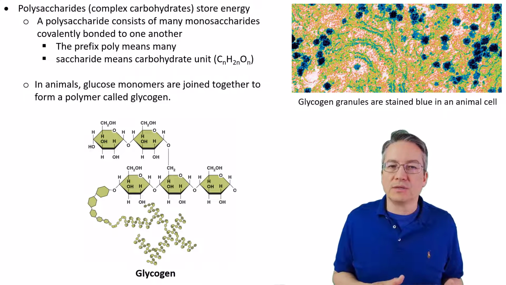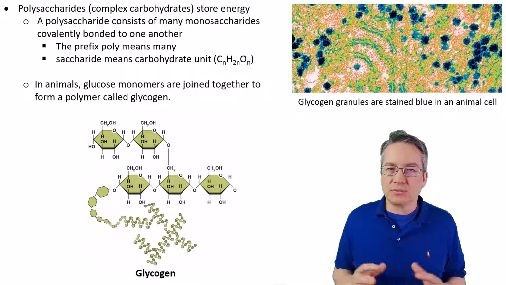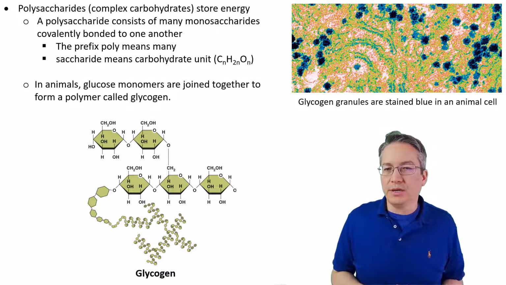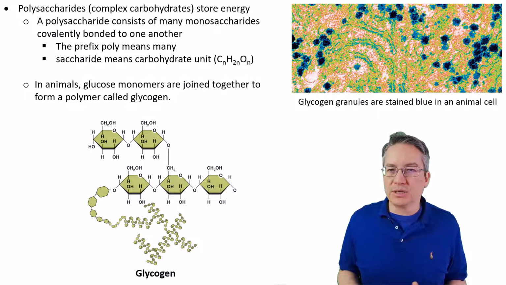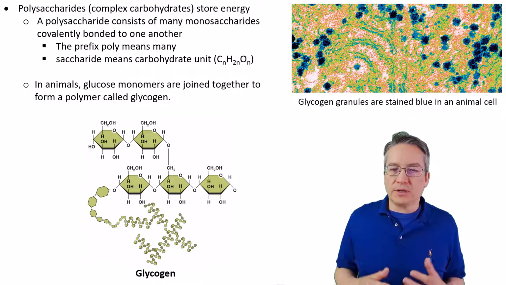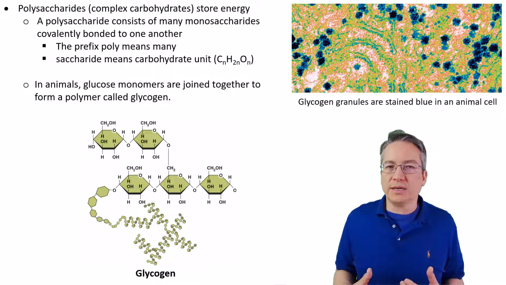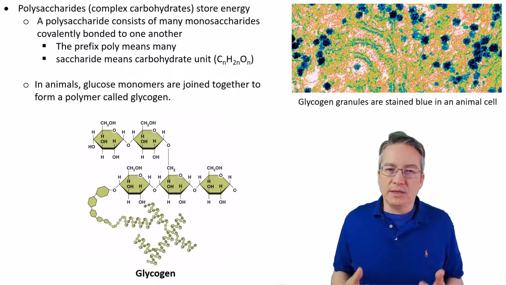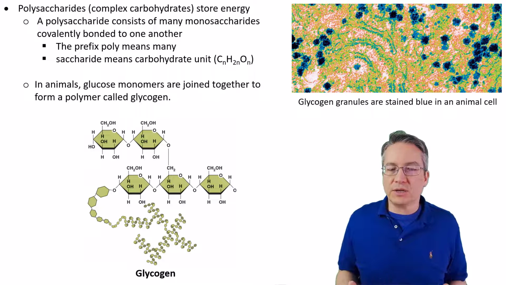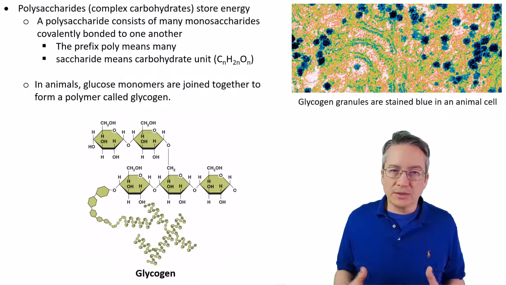So glucose is the monomer. The polymer is glycogen, which is highly branched. So you'll have these glycogen granules. For example, you can see here a picture of glycogen granules that are stained blue in an animal cell. It turns out your liver is also a storage place for glucose. Glucose is taken in as glucose monomers into your liver cells, and within the liver cells it's converted to glycogen and then stored there.